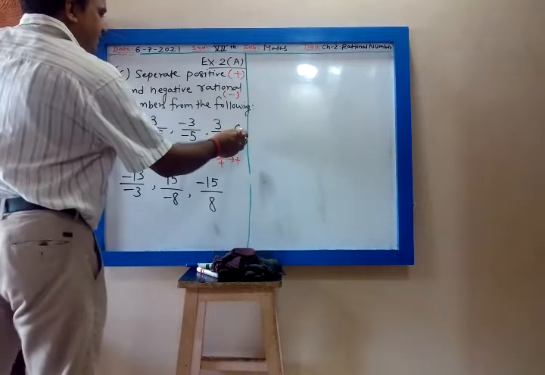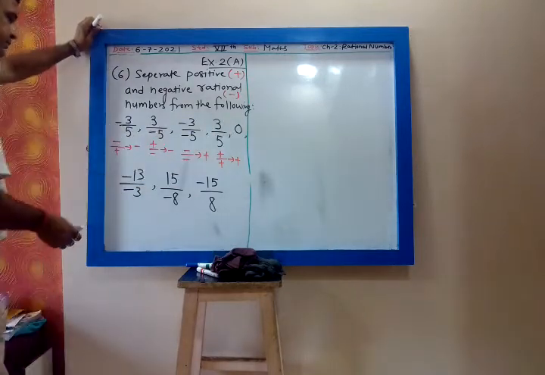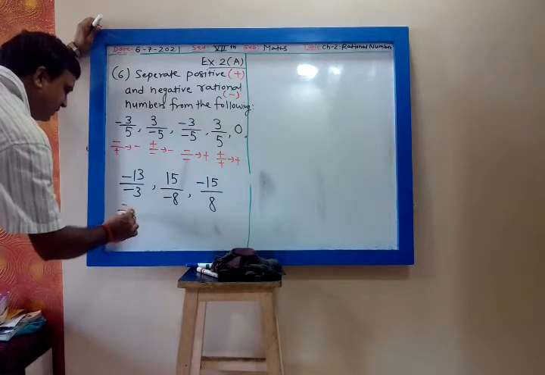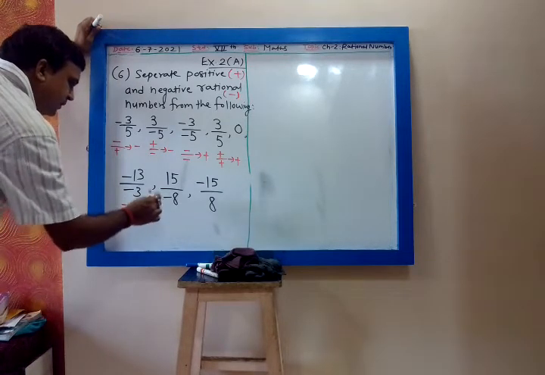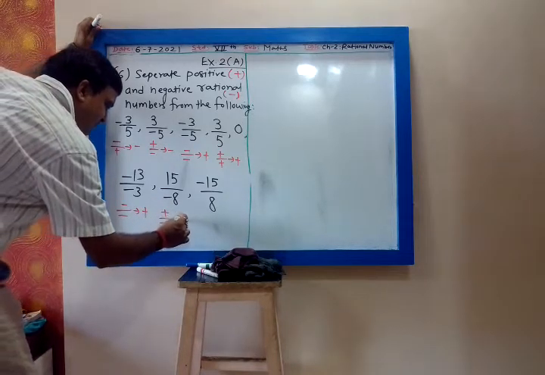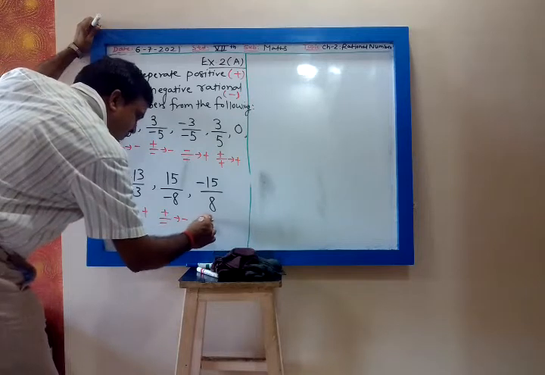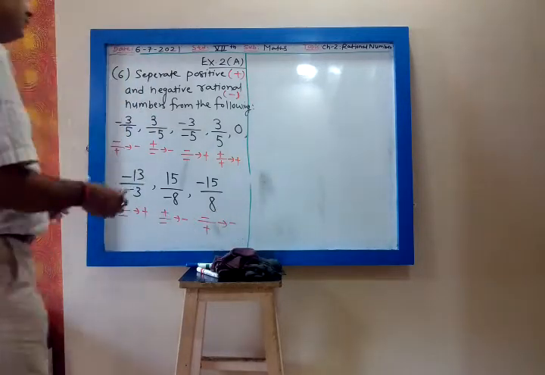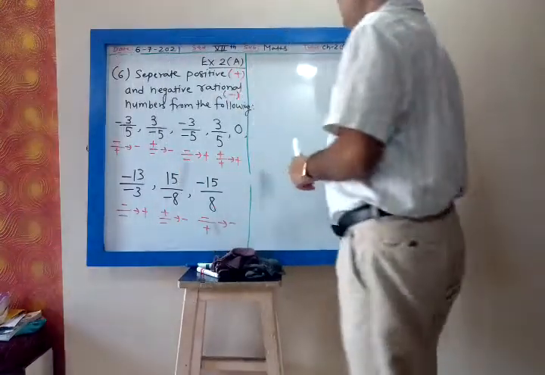And 0 is neither positive nor negative. Then minus upon minus get cancelled, answer is plus. Plus upon minus will be minus. Minus upon plus will be minus.